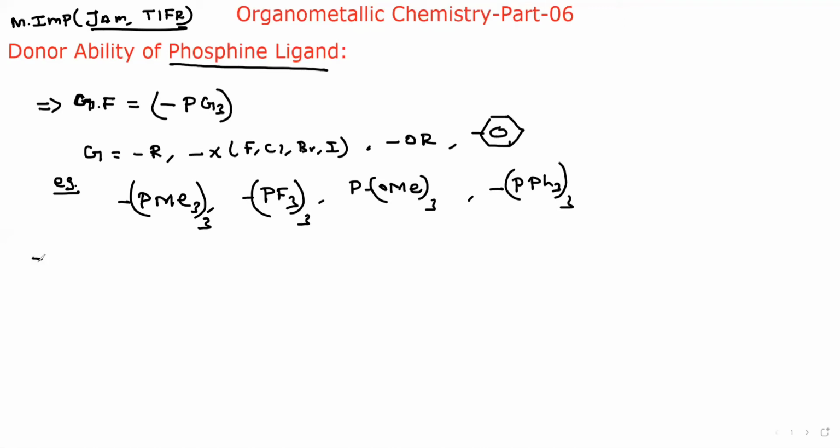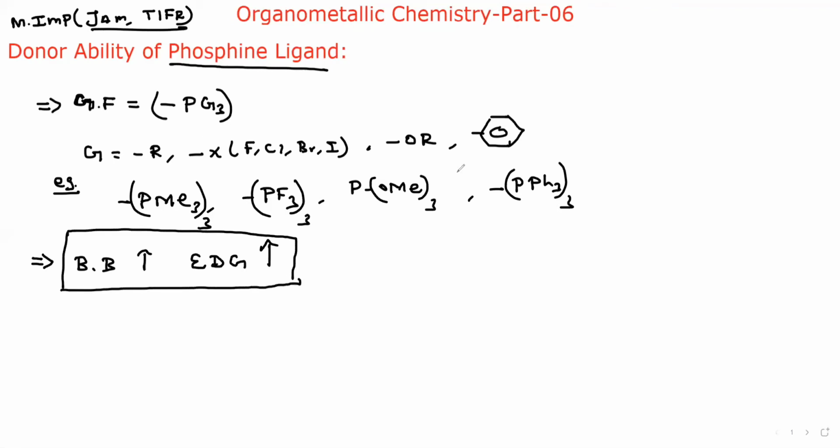Listen, generally we know the back bonding increases when an electron donating group is present in the complex. Now you know very well, the phosphine is attached with various groups, so you have to understand the property of those groups. If the groups are electron donating, the back bonding increases. Suppose the phosphorus is attached with electron withdrawing groups, in that case the back bonding decreases. Understand?